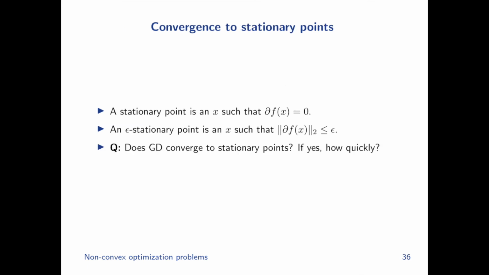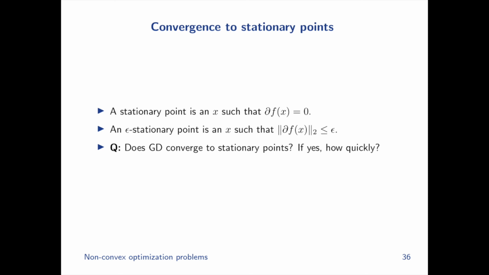Before we present the theoretical results, again, proofs are in the references, so definitely go read them there. What do we mean by stationary point? A stationary point, I'm sure a lot of you know, is also known as a critical point. It's just the point where the gradient is zero. Asking for convergence to an actual stationary point might be hard, so we're going to relax it to say, what is an epsilon stationary point? Well, it's just the point where the norm of the gradient in the Euclidean norm is less than epsilon.